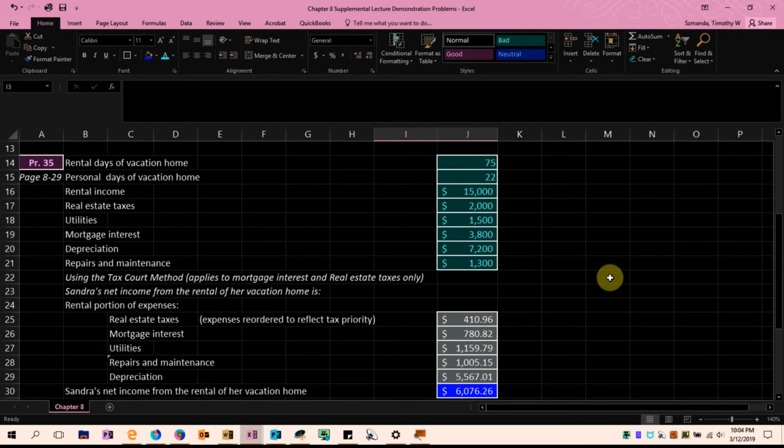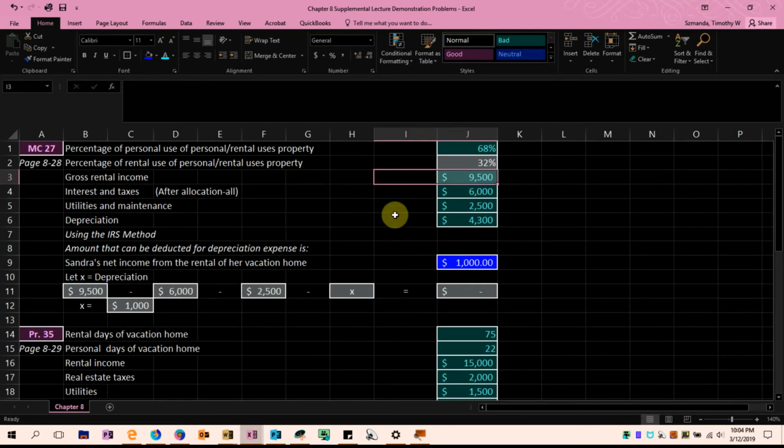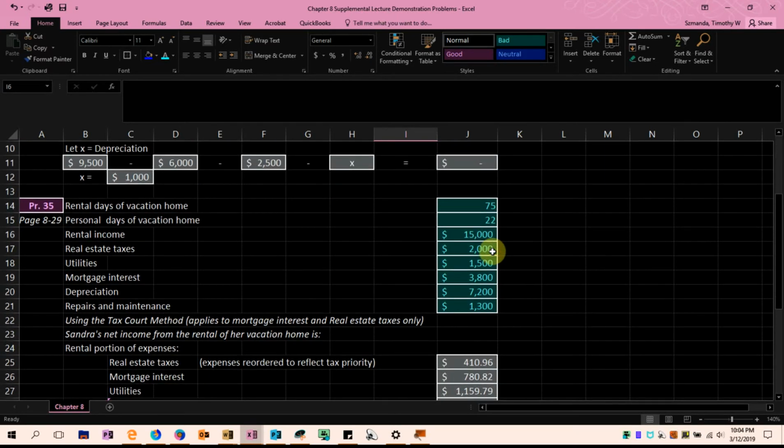Another example is problem number 35 on the bottom of page 8-29. Here we have to do the allocation. Above, the allocation was done, so we just needed to determine how much of the expenses we could deduct. Here we have to allocate between rental use and personal use. So they're telling us that we have 75 days of rental use. That is to say, we rented out the property for 75 days, and personal use was 22 days. So that's going to qualify as personal rental usage property.